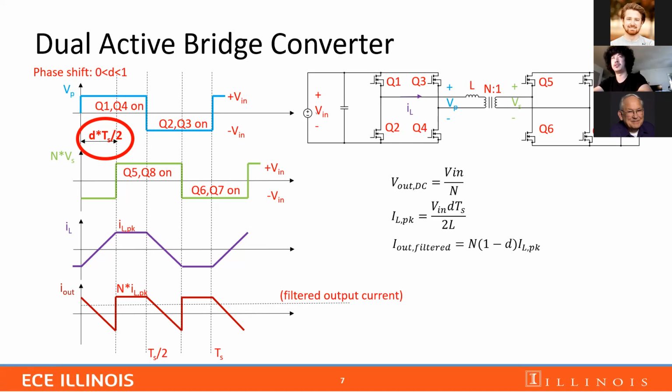When the two are equal, the inductor current will not be changing. If VP is larger than N times VS, then the inductor current will be increasing. And if smaller, then it will be decreasing.